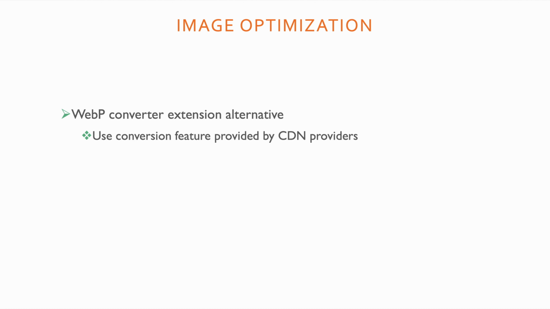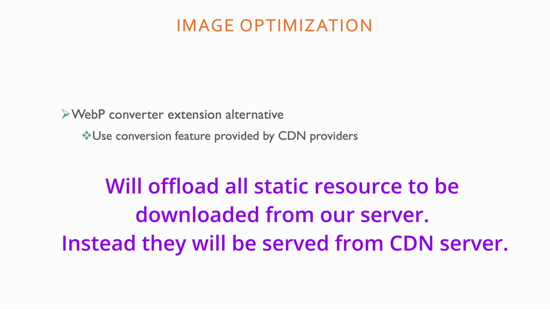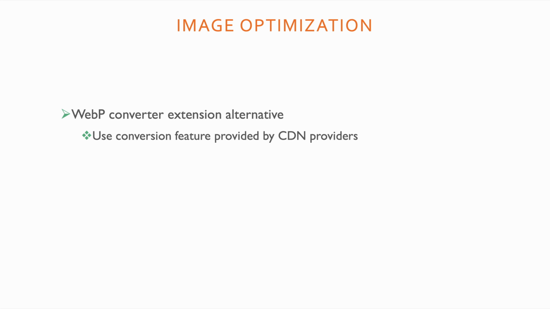Now, instead of using an extension to convert a JPEG or PNG image to WebP, we have a better alternative available, which is the use of a CDN. There are many CDN providers who give us the feature to convert JPEG or PNG images to WebP format. If we are using a CDN, we get many benefits out of it. One is that it will serve all static resources to be downloaded directly by our browser. Second, it will also convert the images to WebP format on the fly. So I strongly recommend using CDN providers to convert JPEG images to WebP images on the fly.